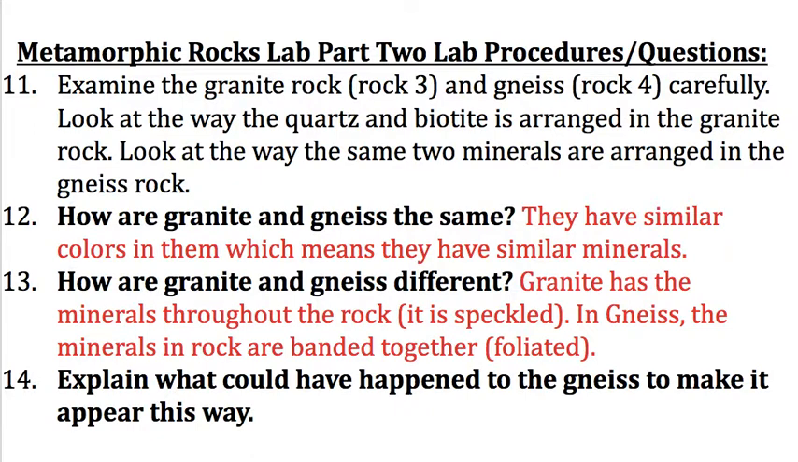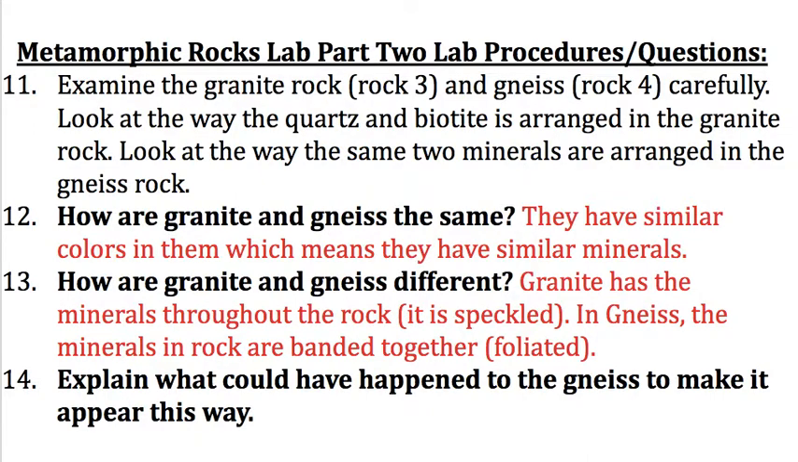Well, they're different because granite and gneiss have the colors arranged in the rocks differently. Granite has the minerals throughout the rock, therefore it's speckled with colors. Gneiss, the minerals are banded together or foliated. You see the layers.